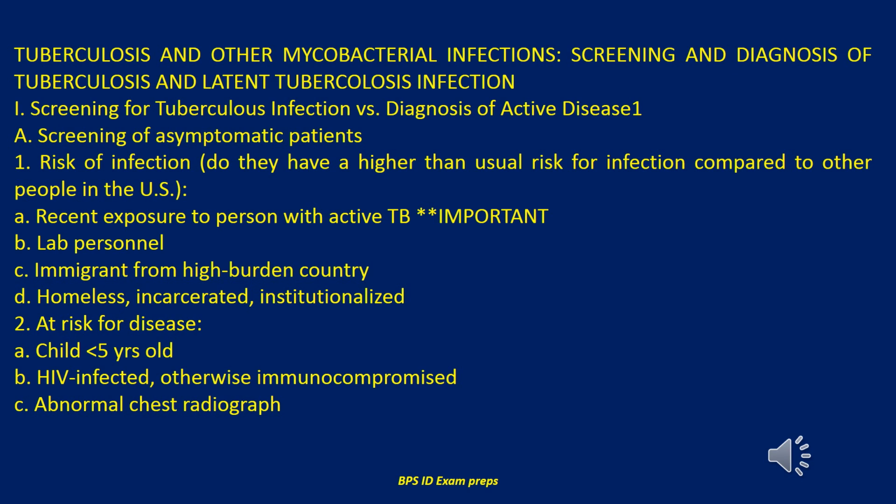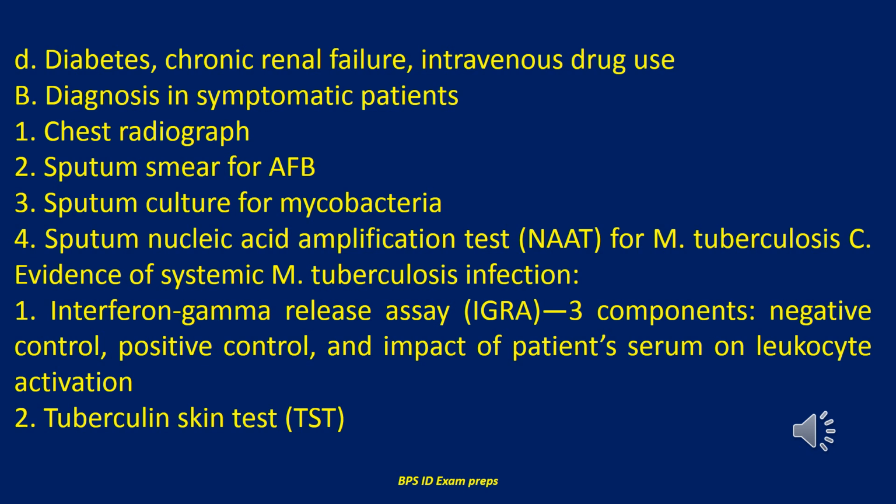B. Lab personnel. C. Immigrants from high-burden countries. And D. Homeless, incarcerated, institutionalized individuals. Those at risk for disease include: A. Children below the age of 5 years. B. HIV-infected, otherwise immunocompromised individuals. C. Patients with abnormal chest radiograph. D. Diabetes, chronic renal failure, intravenous drug use.